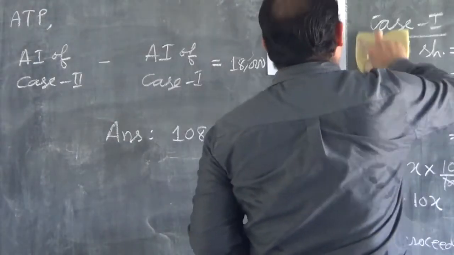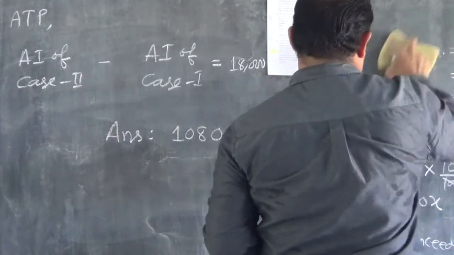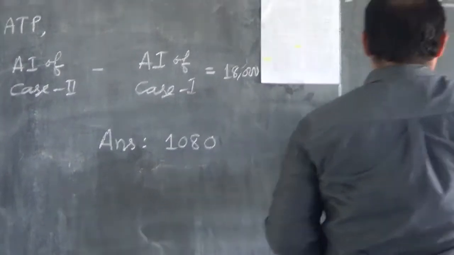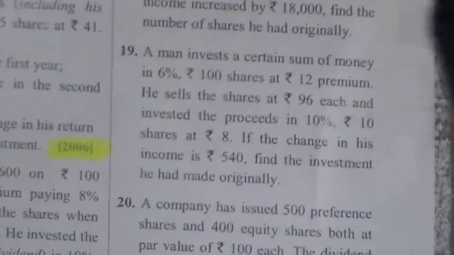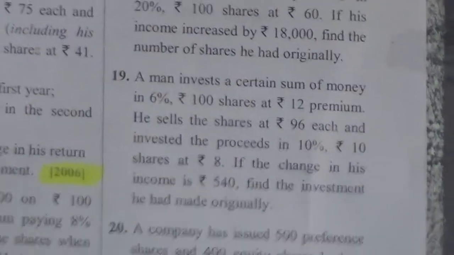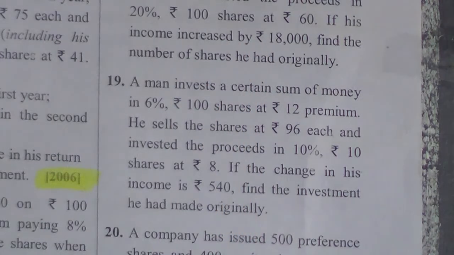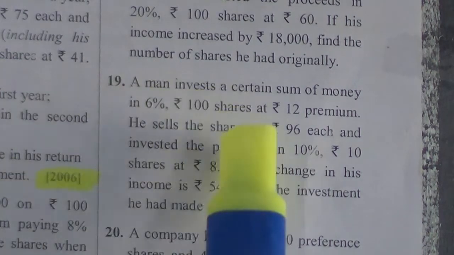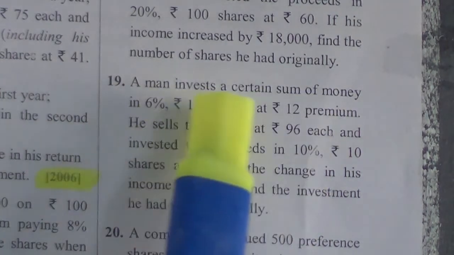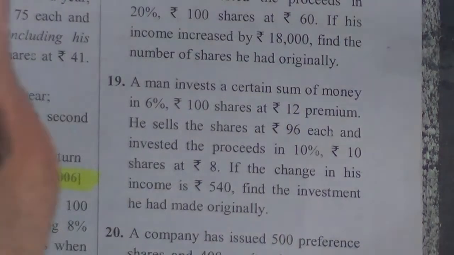We can move to question number 19 now. Question number 19. A man, let us read the question. A man invests a certain sum of money. Certain sum means investment is not known here. Remember, investment is not known.